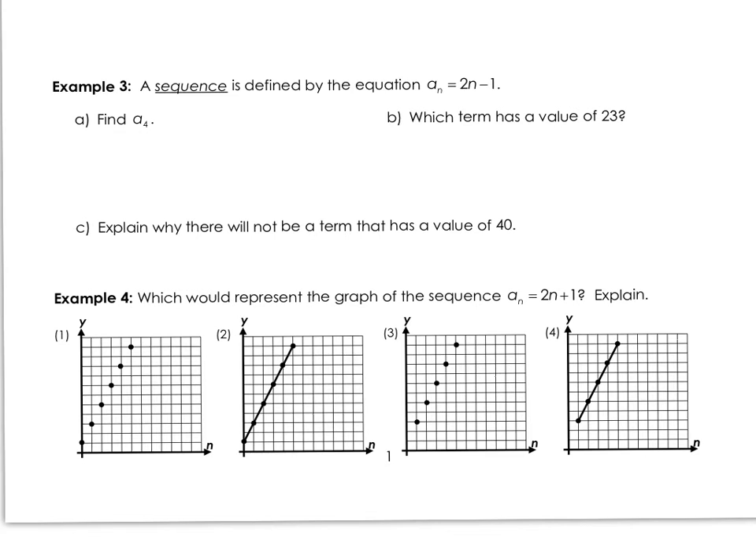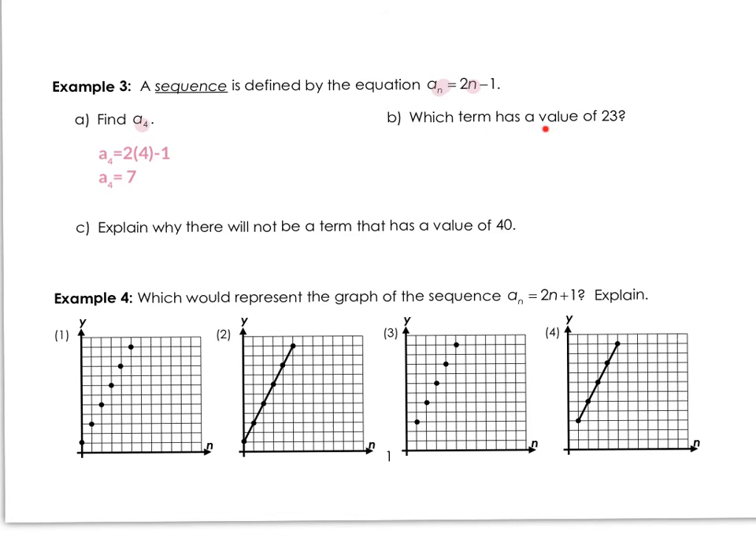Okay, example 3 here. A sequence is defined by this equation, a sub n equals 2n minus 1. Find a sub 4. Same idea. The 4 is in place of where I used to have an n. So now everywhere I see n, I'm going to replace that n with the number 4. So I plugged in that 4, a sub 4 equals 2 times 4 minus 1. Make sure that you show that this is a subscript written down low. So then I have a sub 4 equals 7. So in went 4, out came 7.